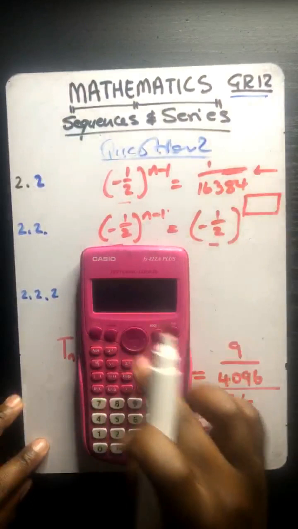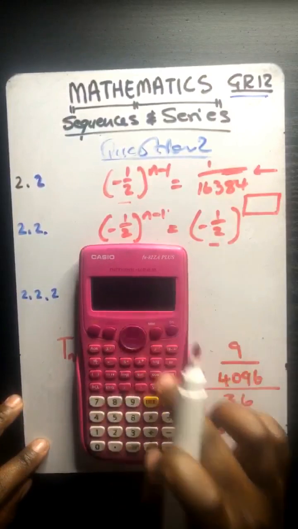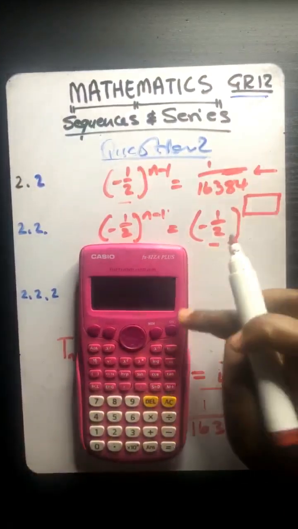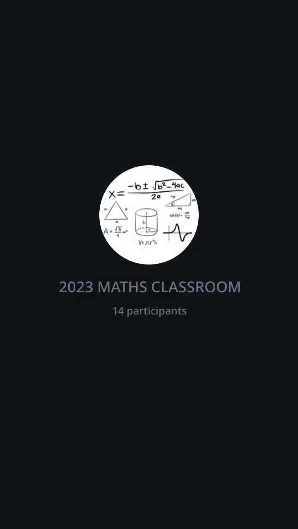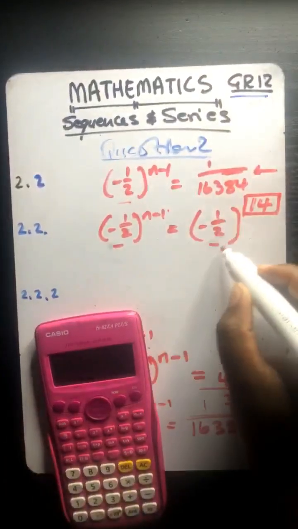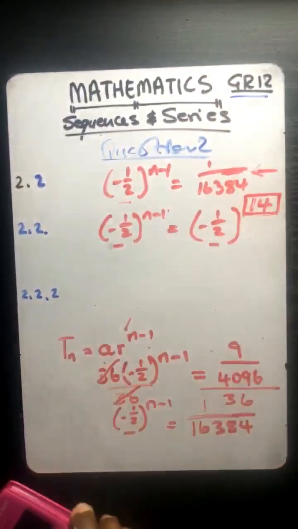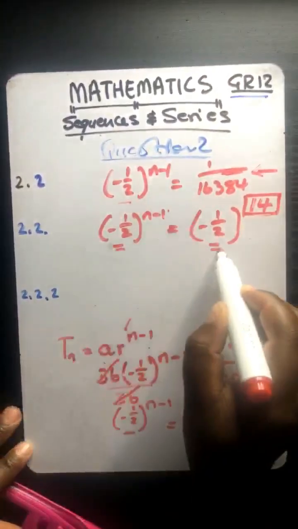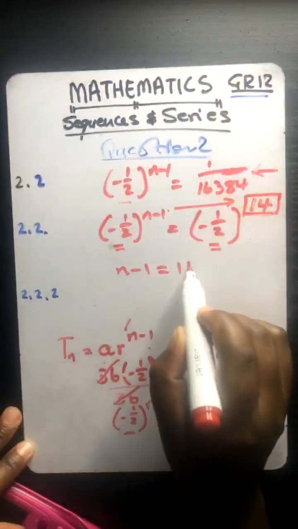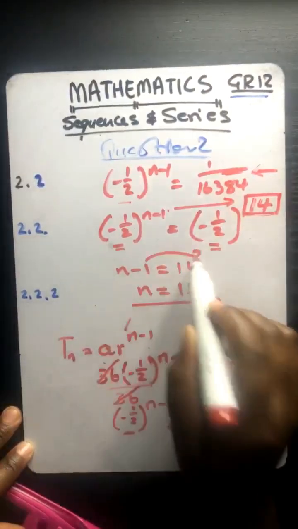Let me go back. Maybe let's try 15. 15 is that. Let's try 14. I think we skipped 14. Yes, can you see? It works when you have 14 there. I'm not sure if you guys agree with me. So if you have negative 1 over 2 to the exponent 14, it gives you exactly that. So now the bases are the same, they fall away and I can equate the exponents, which means n minus 1 is equals to 14, and then n will be equals to 15 because you take that to the other side.